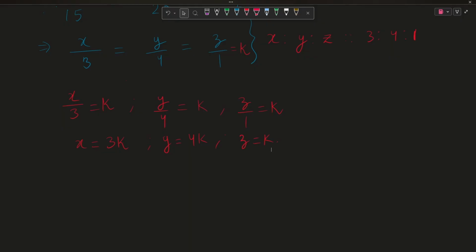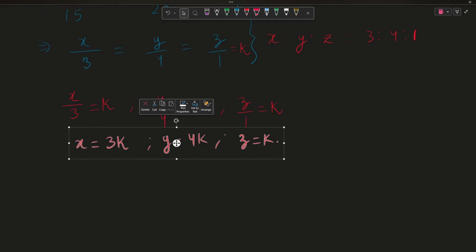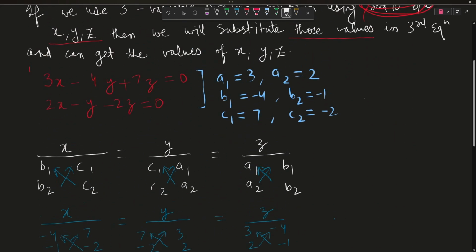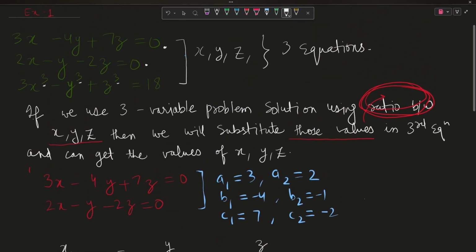Now we have got the values x equal to 3k, y equal to 4k, and z equal to k. We can substitute these values in the third equation so that we can get the answer. So what is the third equation? 3x cube minus y cube plus z cube is equal to 18. This is the third equation.